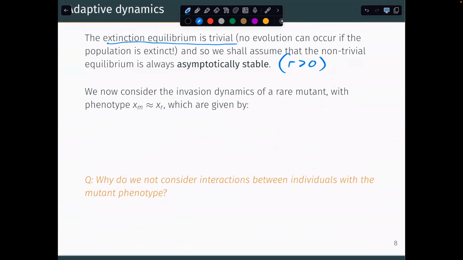So we're now going to consider the invasion dynamics. Remember, this adaptive dynamics is sometimes called evolutionary invasion analysis. And this is what we did in the last lecture. We're going to consider the invasion dynamics of a rare mutant that has a very similar phenotype. xm is approximately equal to xr.